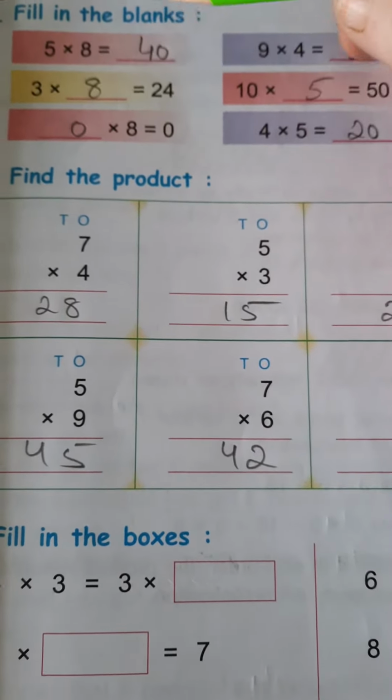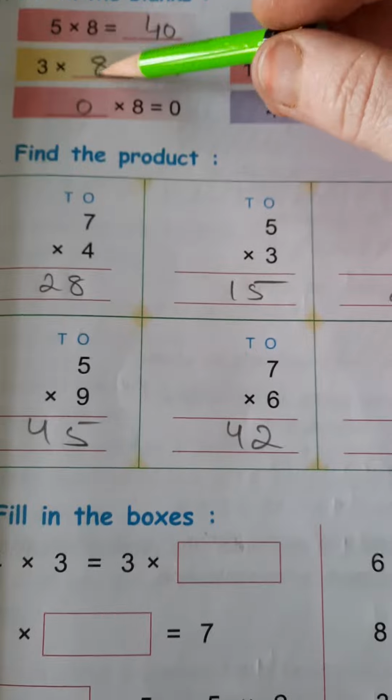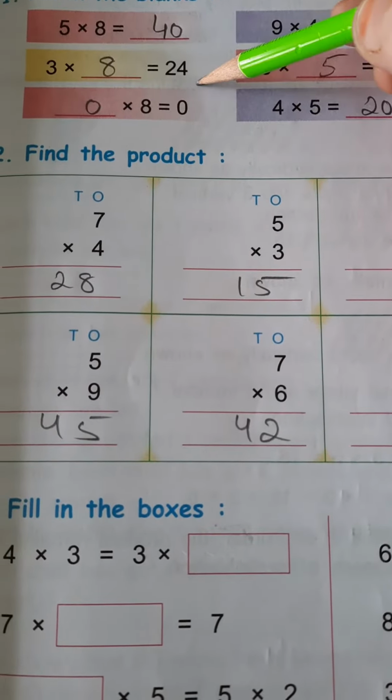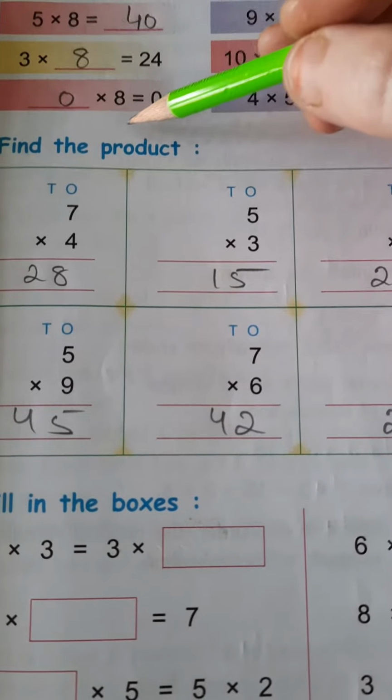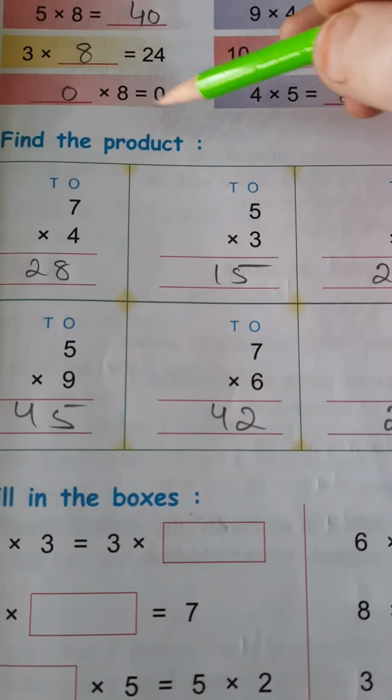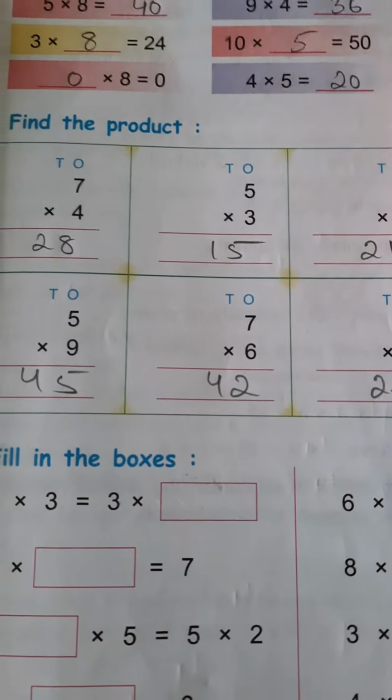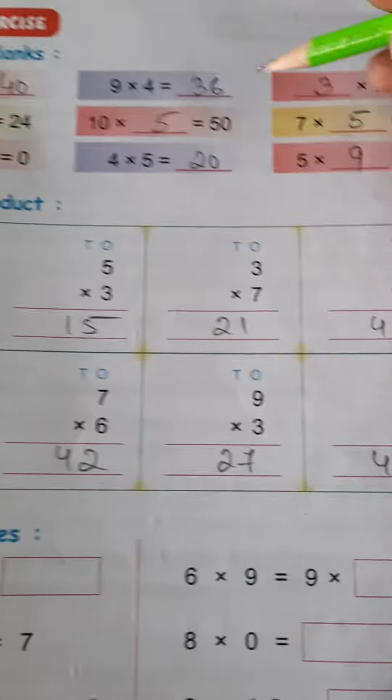Now see, 5 eights are. 5 eights are kitna hota hai? 40. 3 dash are 24. 3 kitna are 24 hoga? 3 eights are 24. Dash into 8 is 0. 0 into 8 is 0. Koi bhi number 0 se multiply karne se answer 0 hi aata hai.